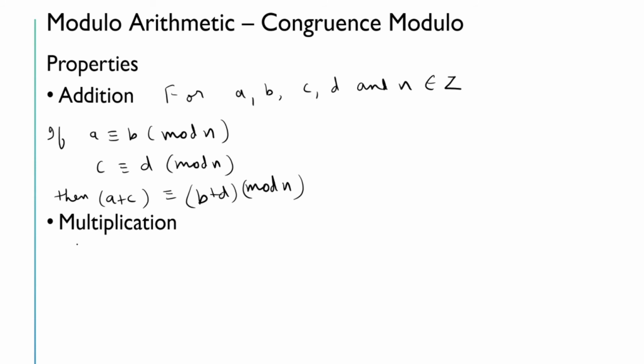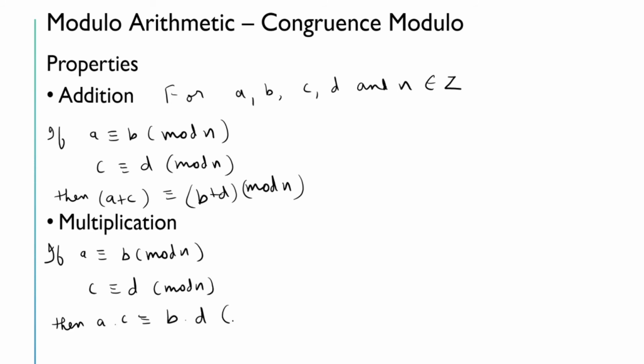Next we will see the property with respect to multiplication. Again similarly for these integers, for A, B, C, D and a given n, all these are integers. If A is congruent to B mod n and C is congruent to D mod n, we have A into C congruent to B into D mod n. So this is the property with respect to multiplication.